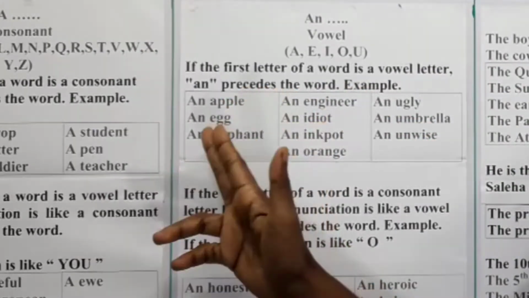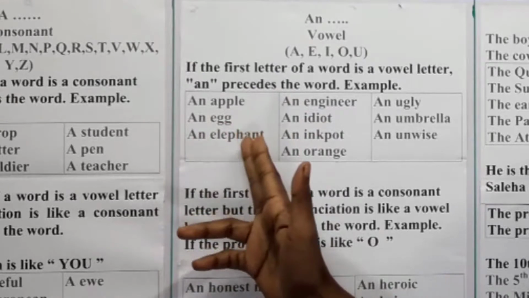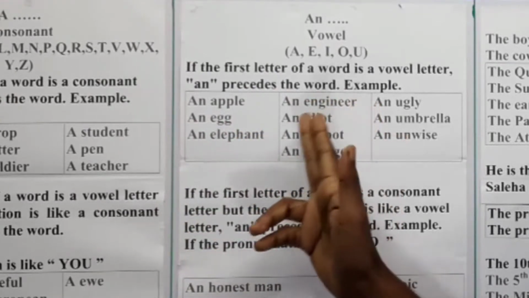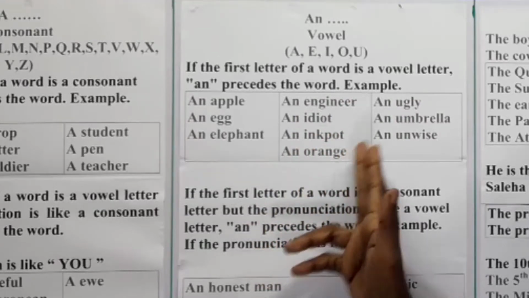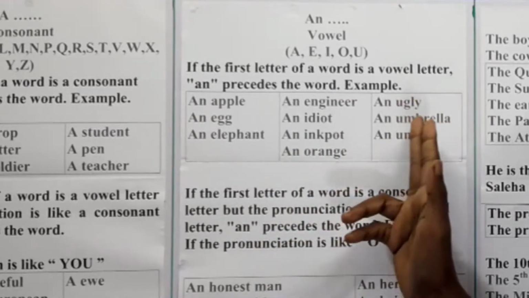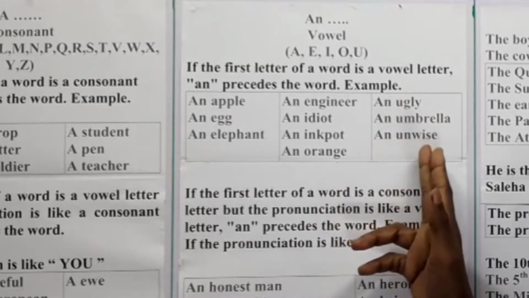If the first letter of a word is a vowel letter, an precedes the word: an apple, an egg, an elephant, an engineer, an idiot, an inkpot, an orange, an ugly, an umbrella, an unwise.